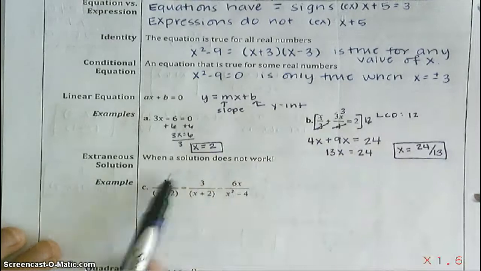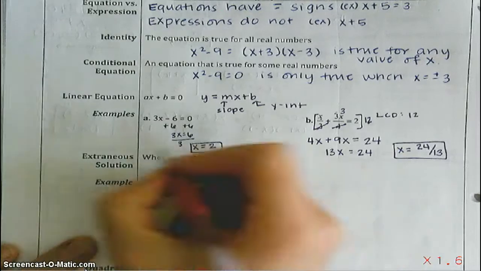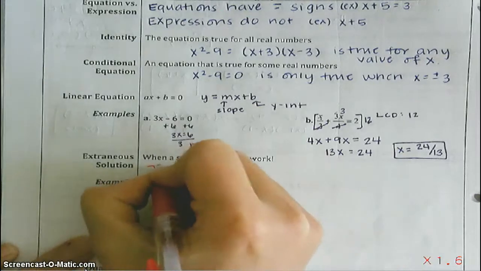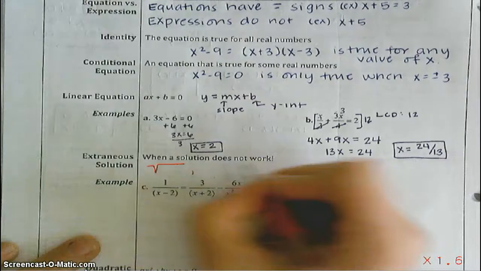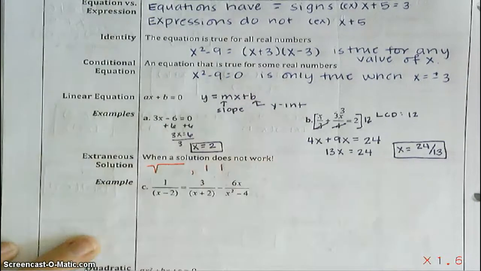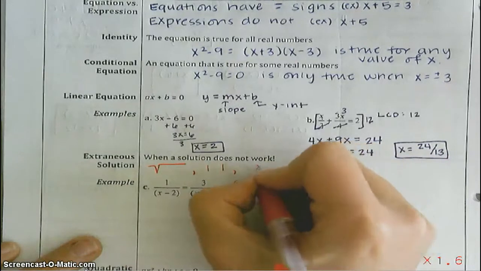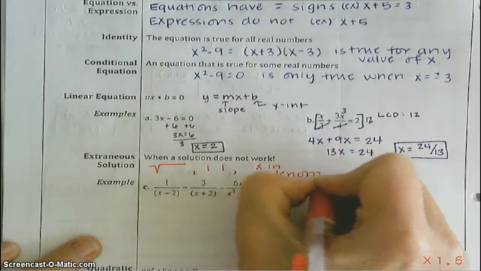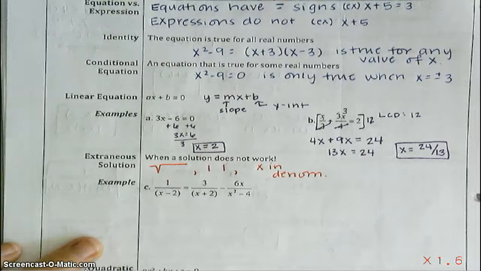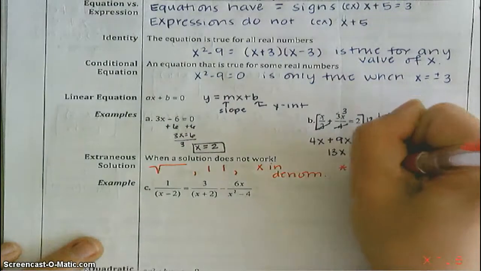Keep in mind that there will be times when the solution you get doesn't actually work. Some things you should look for: if you ever have a square root in your given equation, you might have an extraneous solution. Whenever you're given absolute values in your equation, you may have an extraneous solution. And if x is in the denominator, I'm just going to write denom, that may be an extraneous solution or something that produces an extraneous solution. Really, for these, just make sure that you check your answers.